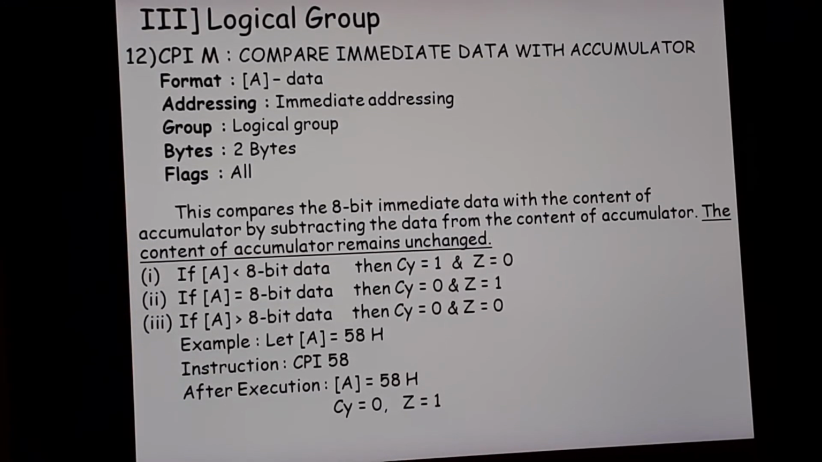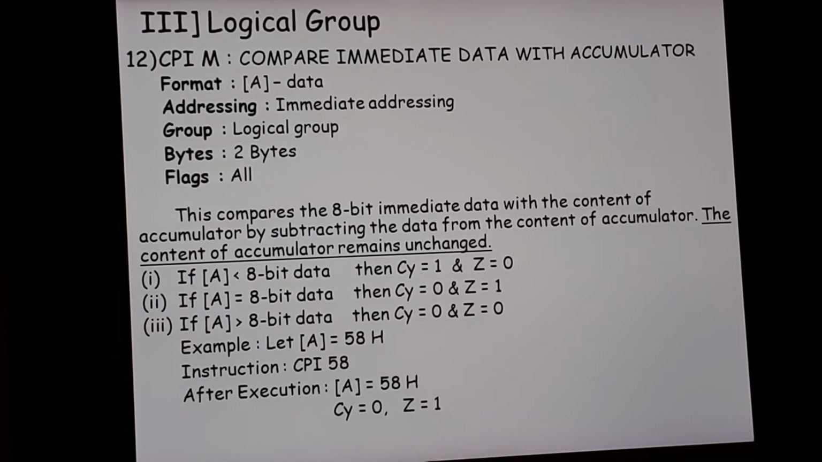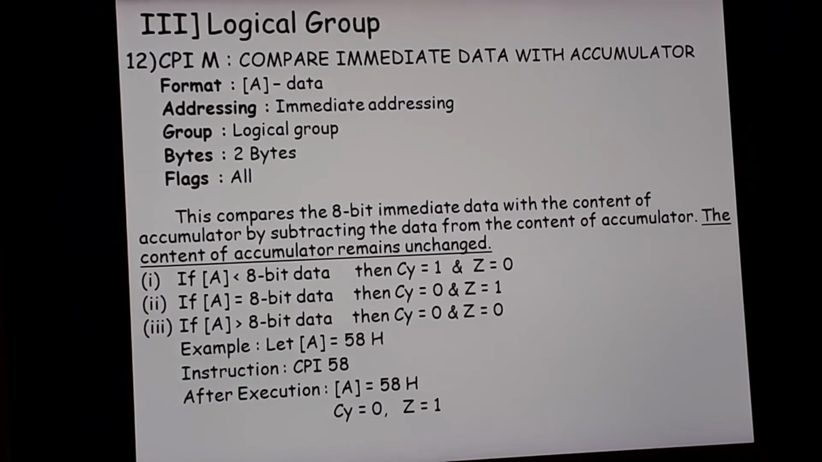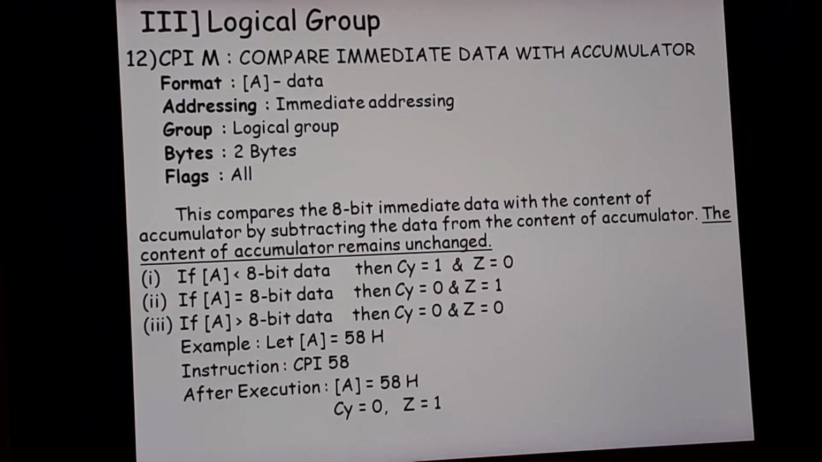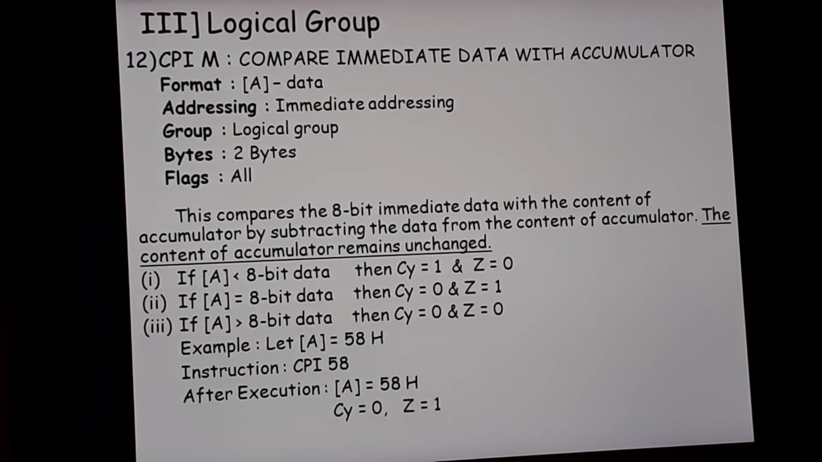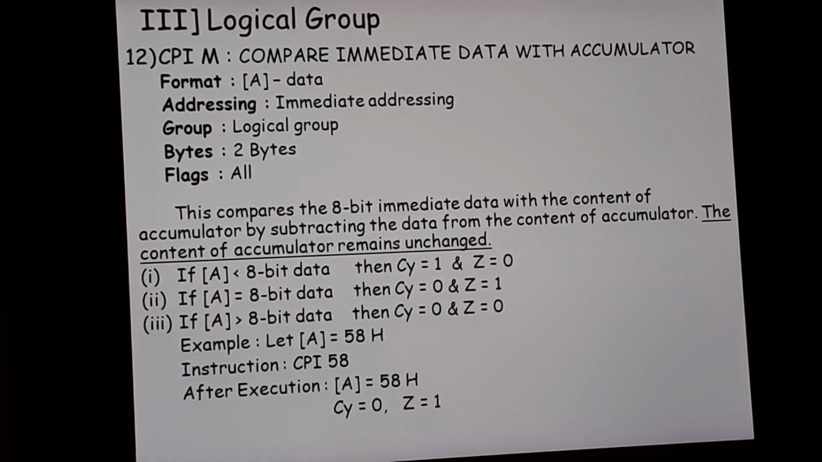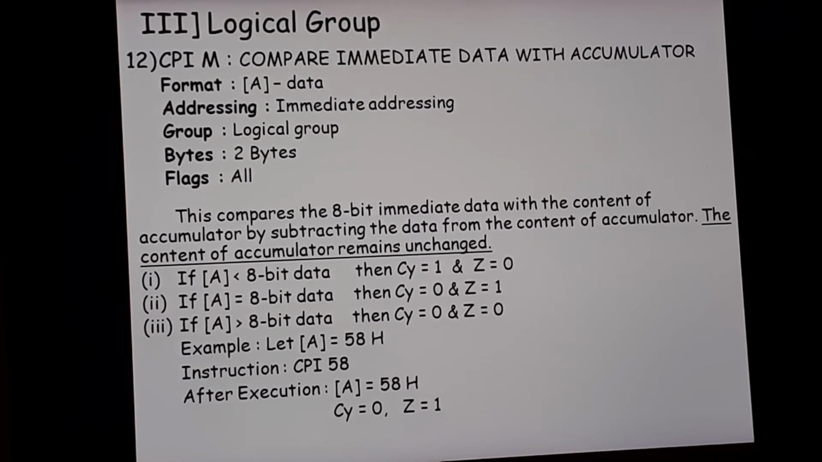Flags affected are all. The comment that you will write is, this compares the 8-bit immediate data with the content of the accumulator by subtracting the data from the content of the accumulator. Okay, then you will write the content of the accumulator remains unchanged. Now again the three rules, instead of writing HL you will write 8-bit data. The rules are the same, but you will keep on changing what is in the instruction itself.